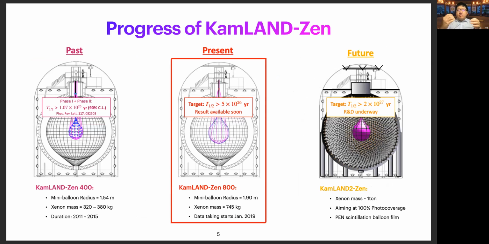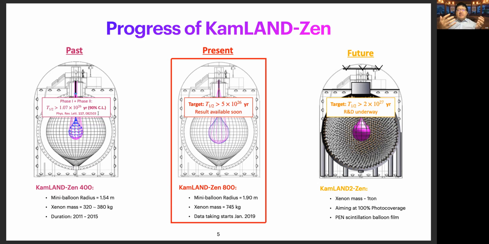KamLAND-Zen is split into 3 phases. The past phase, KamLAND-Zen 400, deployed a mini balloon of radius 1.54 meters. Within this mini balloon, we managed to load a xenon mass of 320 to 380 kilograms, and the data taking spans 2011 to 2015. After combining the phase 1 and phase 2 results, our half-life sensitivity of xenon-136 neutrino-less double beta decay goes to 1.07 times 10^26 years half-life limit at 90% confidence level. This is one of the world leading results, and we have published this in PRL.